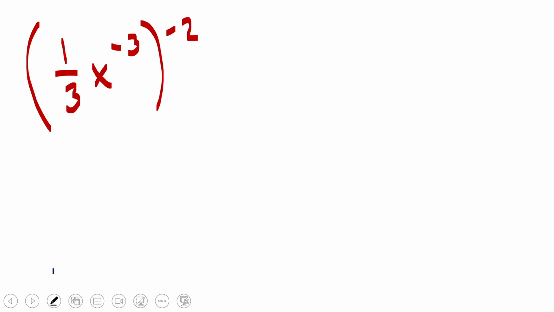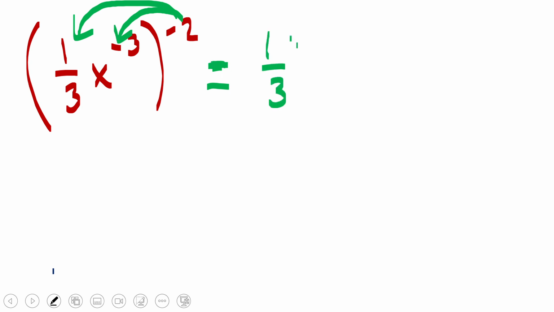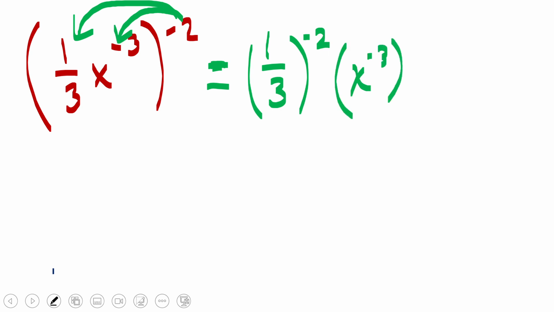Okay, we have more examples of this idea. All right, so what this looks like, breaking it apart, this negative 2 outside the parentheses applies to each term inside the parentheses again. And that looks like 1/3 to the negative second power times x to the negative third power all to the negative second power.